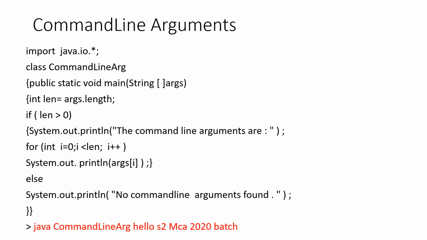To give command line arguments, you can issue the command java, the class name, and then the command line arguments. They should be separated using a space. Command line arguments will be treated as string values.